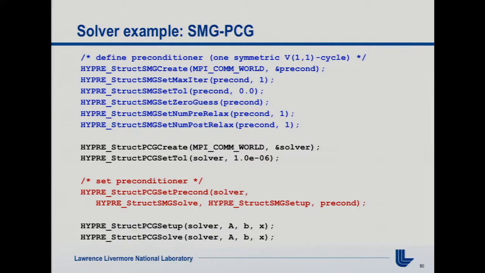This is an example where I'm using SMG, which is a structured multigrid solver, as a preconditioner for CG. So you basically make those calls I just showed you to set up the SMG solver. Do the same thing for PCG, and then you pass the SMG solver into the PCG solver through this set precon call. That's how you build a preconditioned conjugate gradient method in HYPRE.